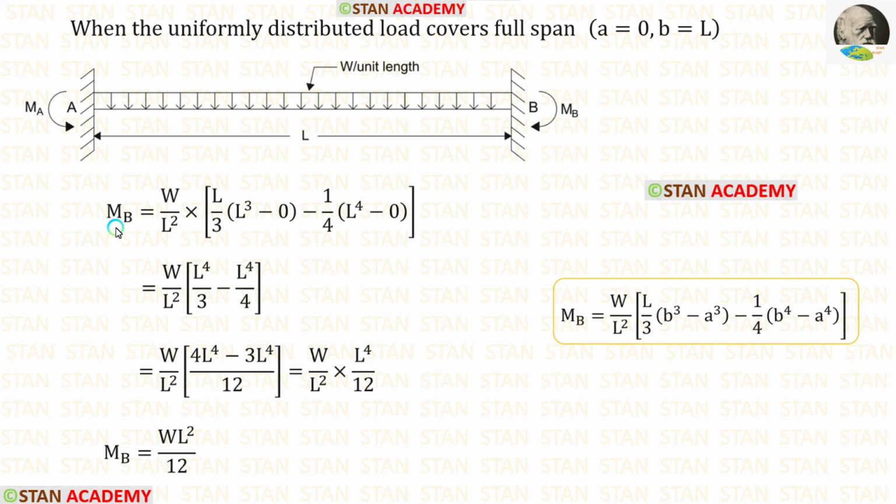In a similar way, we can find out MB. For that, in this formula, we have to apply 0 instead of A and L instead of B. When we do that, we are getting MB equal to W L square upon 12.